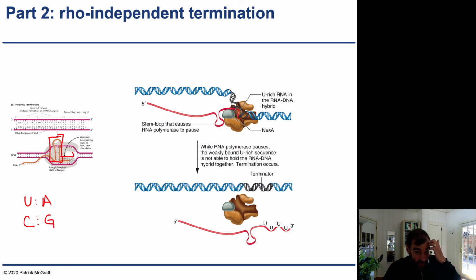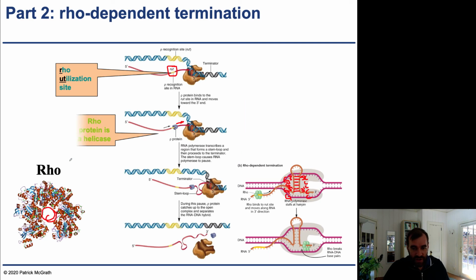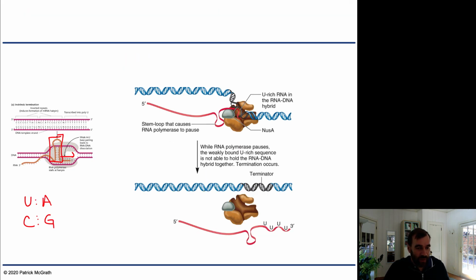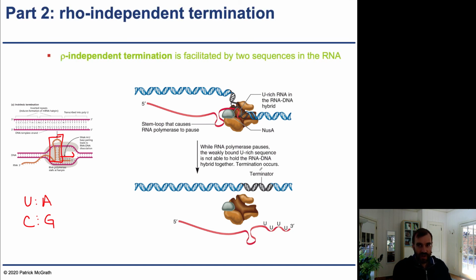This weak base pairing is similar to what happens when the Rho protein comes along and splits the RNA and the DNA from each other. The weak binding also allows this to occur, and so the RNA molecule is released and the polymerase can then dissociate from the DNA, and then termination occurs. So that is rho-independent termination, and that's facilitated by 2 sequences in the RNA: the hairpin, and then the run of AU base pairing.